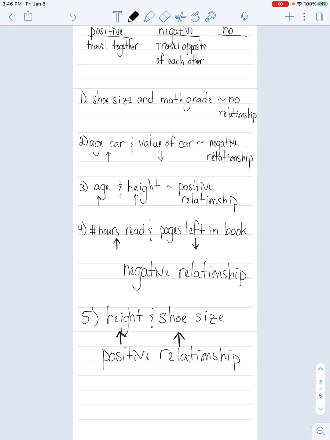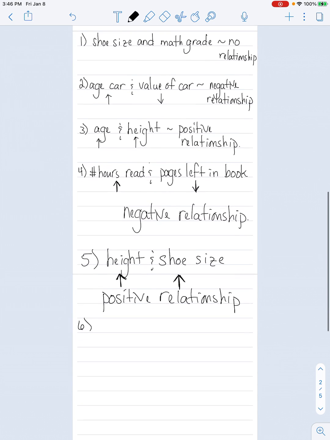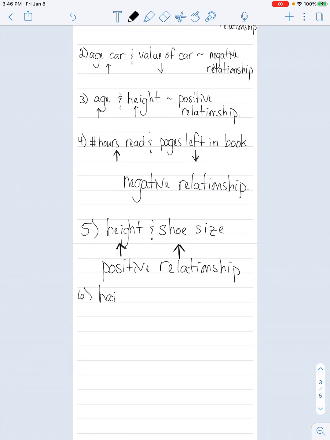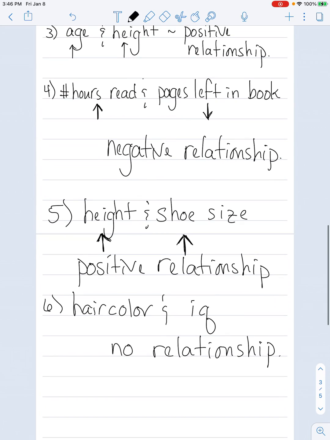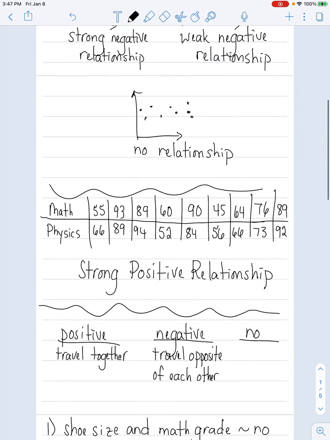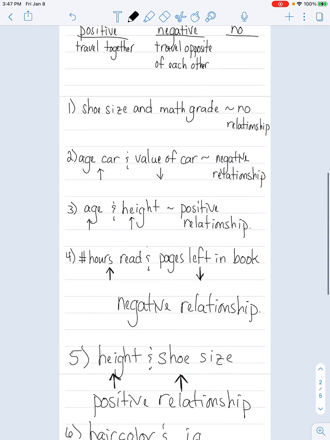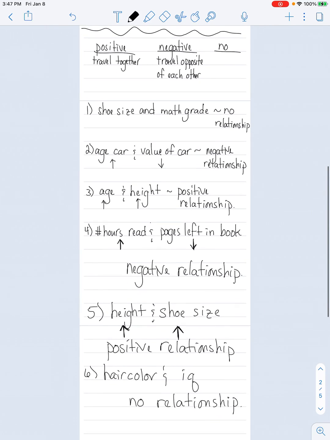And last but not least, look at our last situation. Does your hair color affect your IQ? Or is there a relationship between your hair color and your IQ? Absolutely not. I mean, they aren't even related at all. So you would say those two things have no relationship. So guys, I want you to make sure that you use your notes. You're going to have some problems. As a matter of fact, your practice starts with the words, these situations.